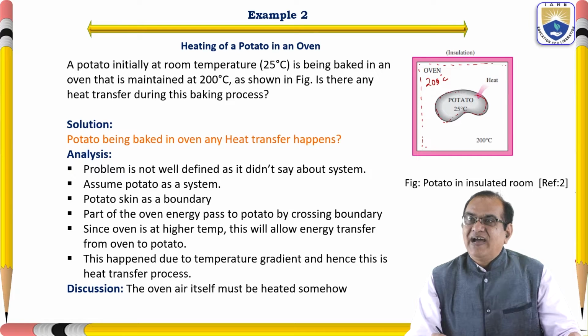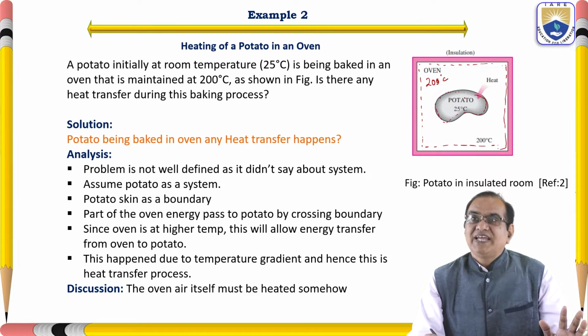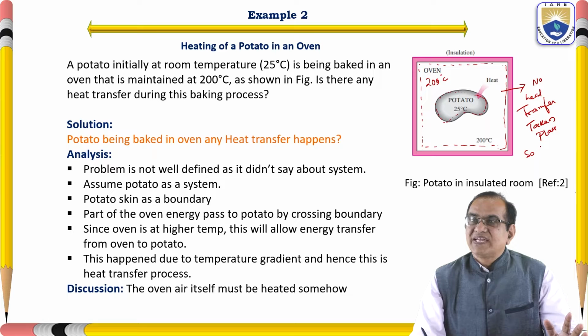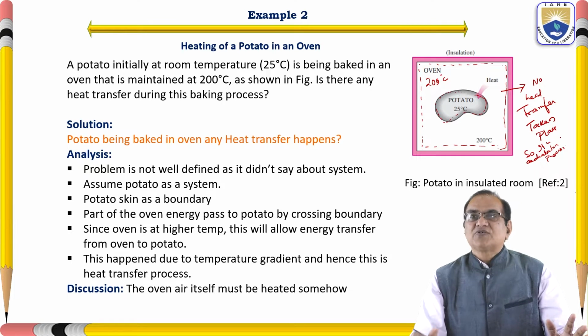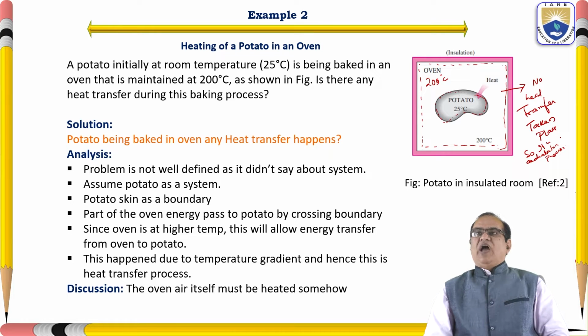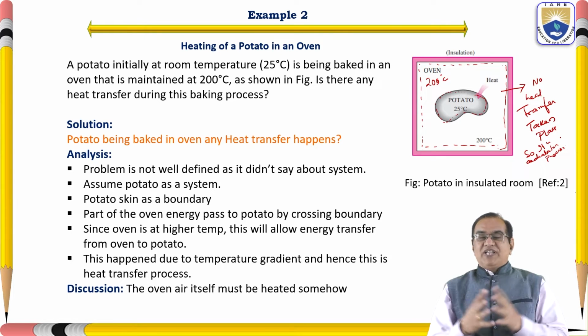then the condition will be different. If you assume that this is the whole system, with the oven inside it and the potato inside that, then there is no heat transfer from the system to the surroundings. No heat transfer, as it is insulated. No heat transfer takes place. So it is an adiabatic process.